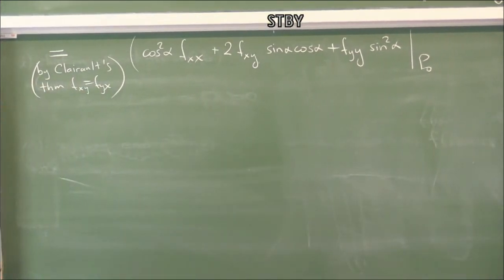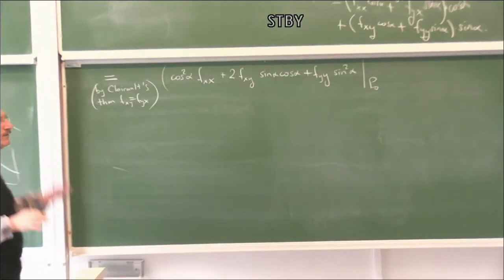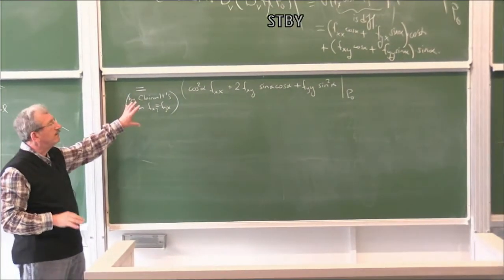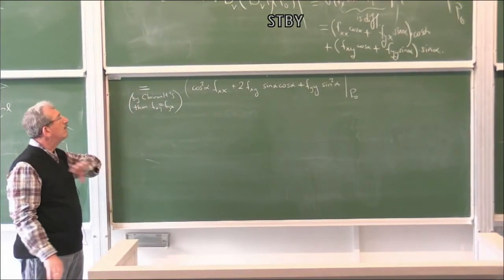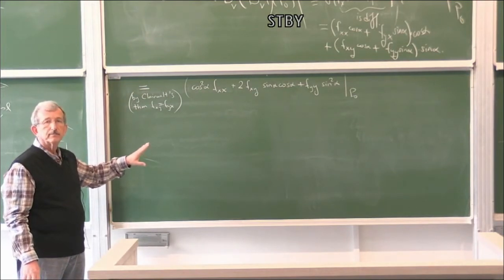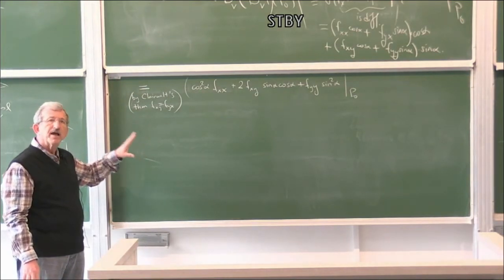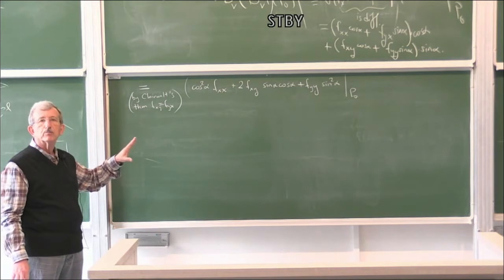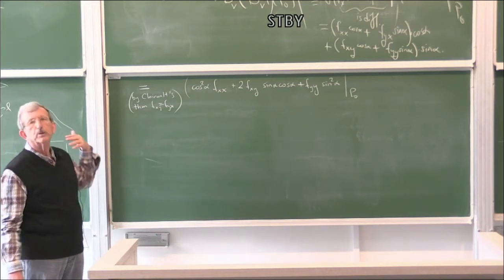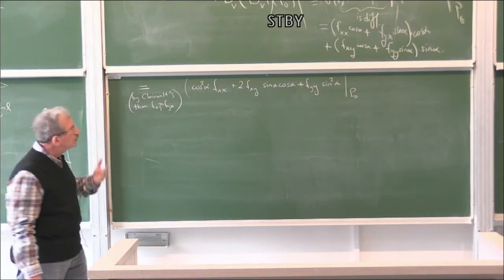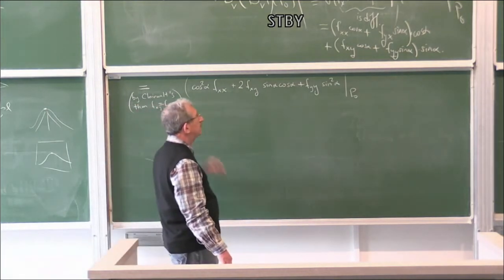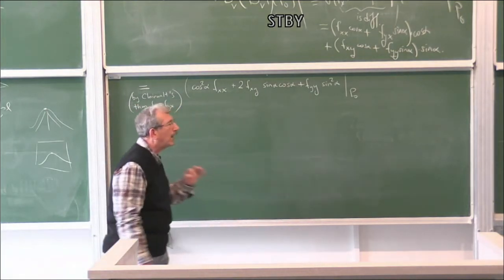Now, let us not forget what we are after. We want this second derivative to be negative for all alphas. And then in any direction, we will have a local maximum. So the surface will have a local maximum. So we want this to be negative for all alpha.